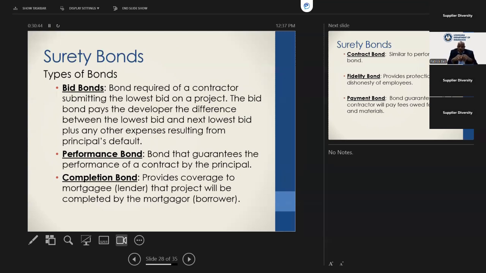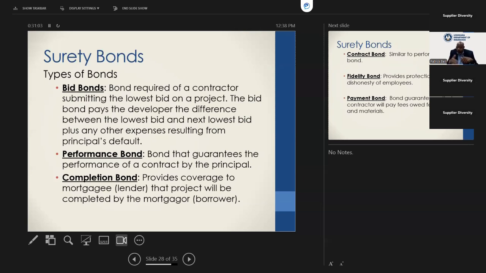So let's say you submit a bid on a contract, and let's say with the city of New Orleans, all right, and all of a sudden you say, oh, I can't do it for that price. So then the city of New Orleans may have to re-advertise. They may have to do something else. They incur costs.